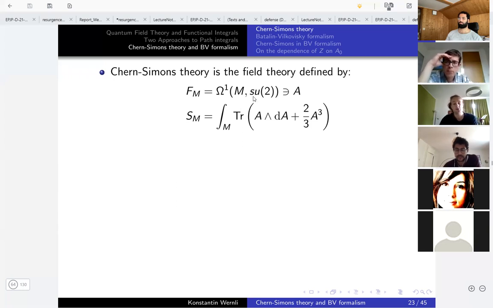And you could put other gauge groups here. I'm just putting SU(2) for concreteness, really. And then the action functional is the one you saw already. I didn't put the normalization factor, but you could put k over 4 pi here.